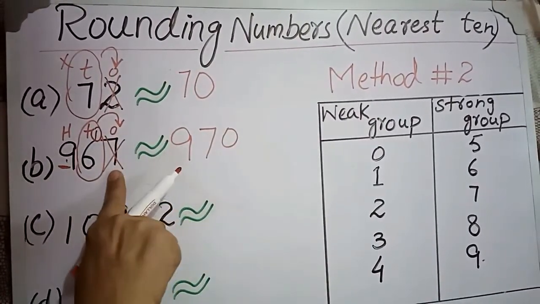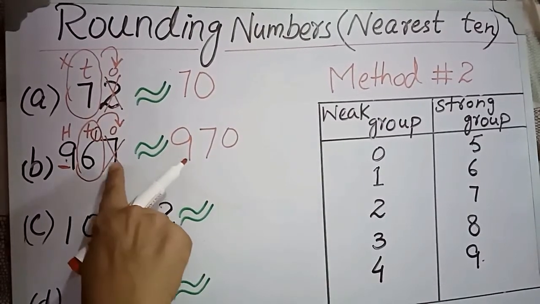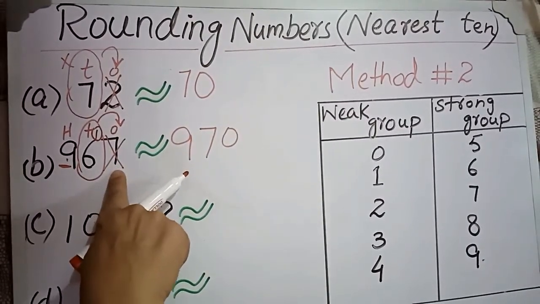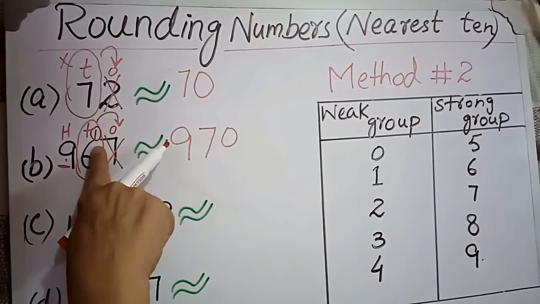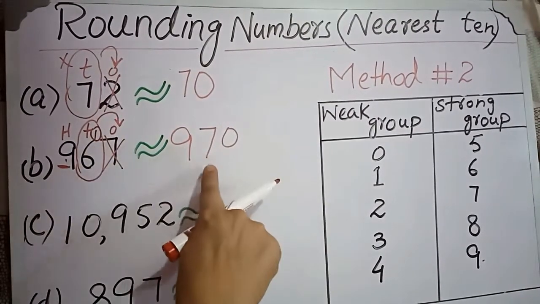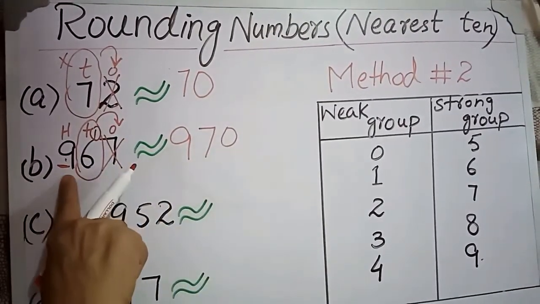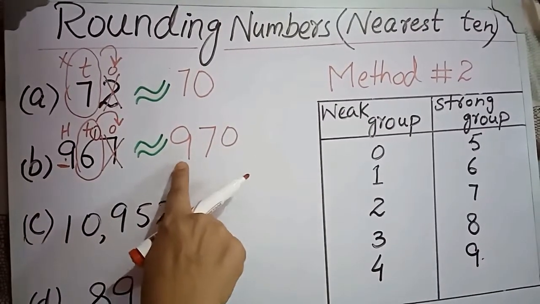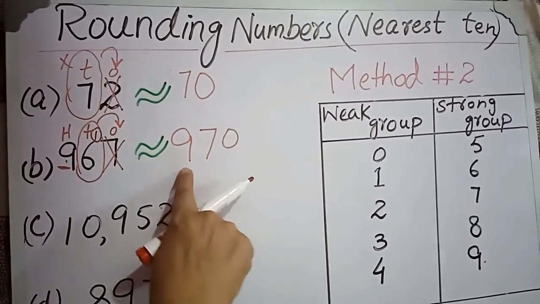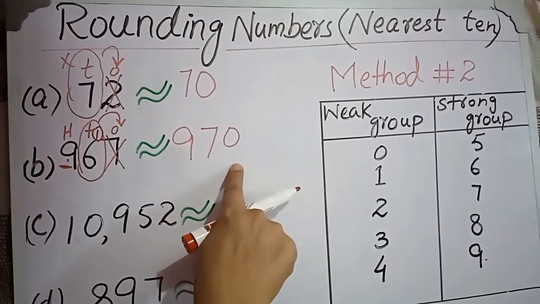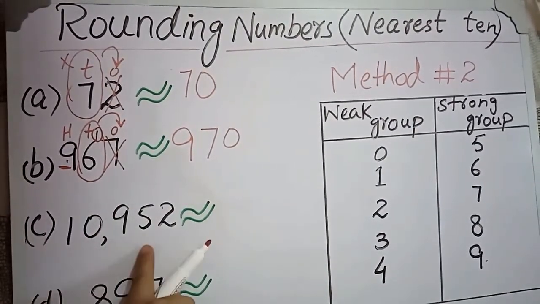Due to the strong group digit, we have to carry 1 onto 6. 6 will become 7, and this constant number will remain the same. Then the rounded number will be 970 here. Clear? Now we will see the C part.